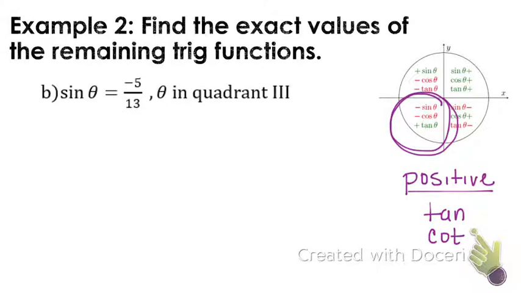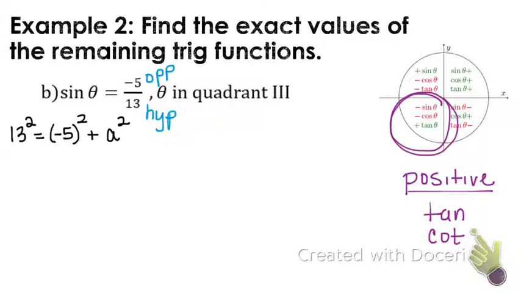Okay. So they told us the sine is negative 5 over 13. Sine is opposite over hypotenuse. We need to figure out the adjacent. And we're going to do that using the Pythagorean Theorem. So remember, in the Pythagorean Theorem, hypotenuse has to be c. So 13 squared equals opposite squared plus a squared. I'm just using a for adjacent. All right, let's go ahead and solve that.